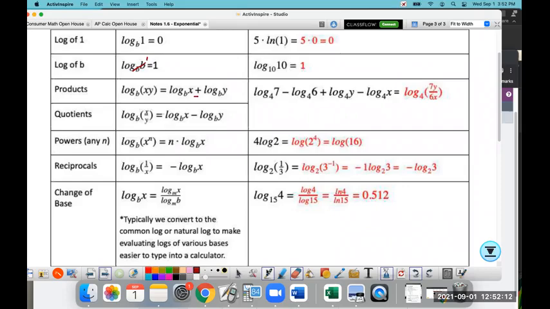So I would type in my calculator log of that X value in my numerator divided by log of that base in my denominator. Typically, we just let that new base, the new M, be 10 or E. That way we can just use our common log or our natural log, which is why I have these two set equivalent to each other over there.